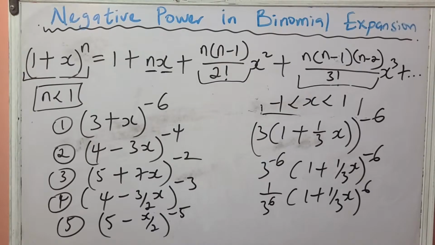All right. So 1 over 3 raised to the power 6 should give you about 729. So the final answer there will be 1 over 729.